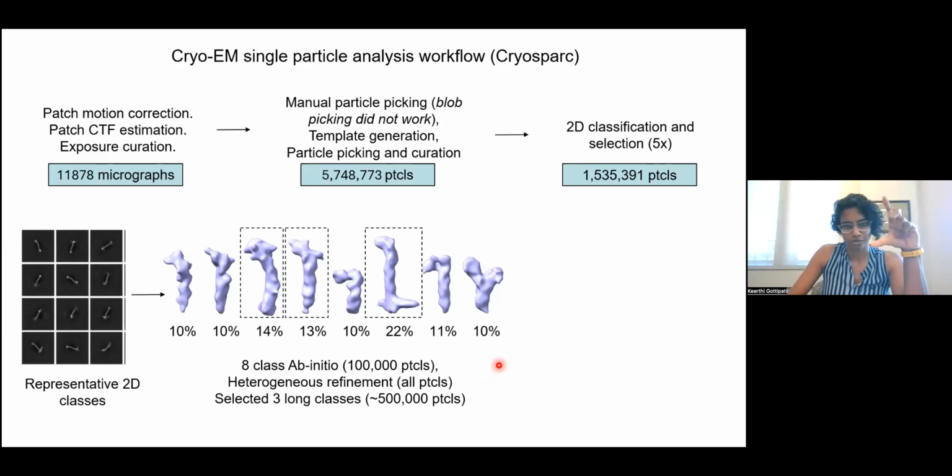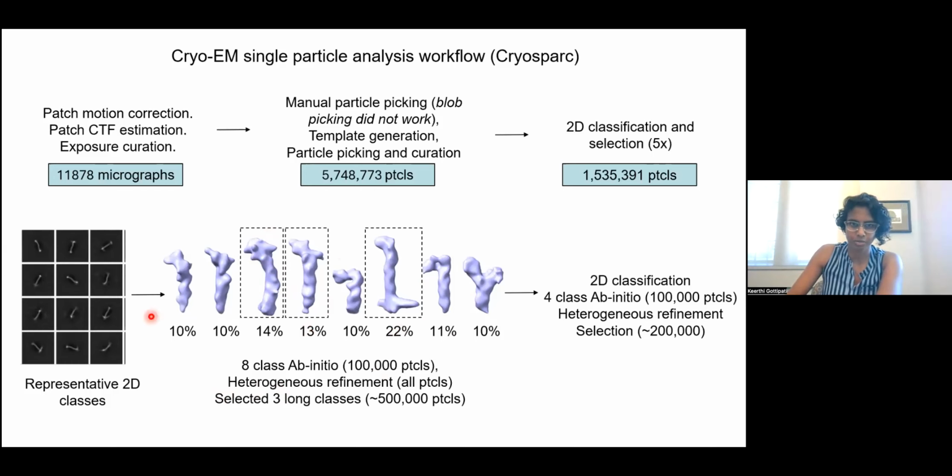And then we took these particles and repeated this approach again, basically taking the particles, 2D classifying them, cleaning them up, and then again going back to ab initio and then heterogeneous refinement. So several rounds of this, and then we were left with the 3D refined volume, and we end up with about 200,000 particles. So we're really losing about 95% of the whole particle set that we pick.